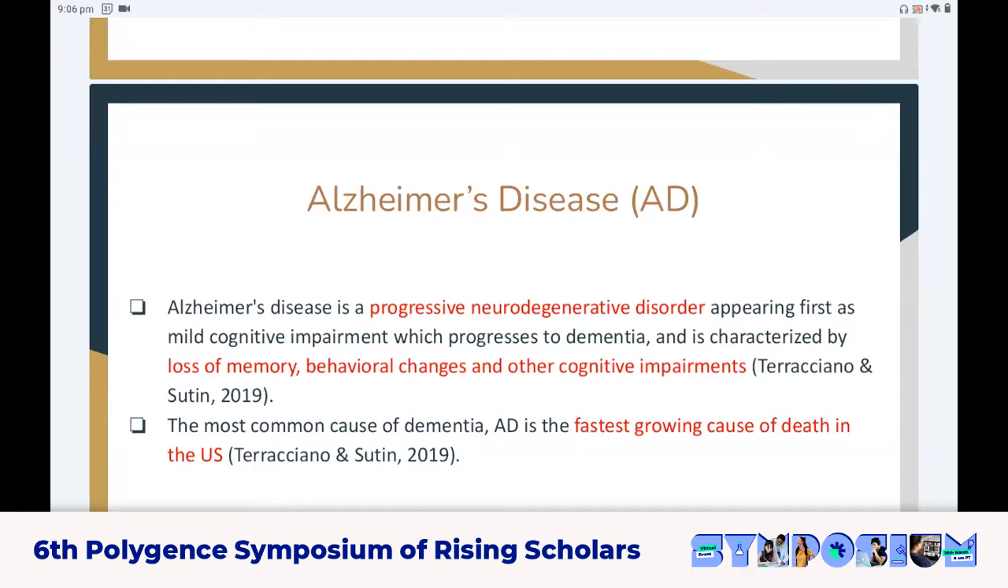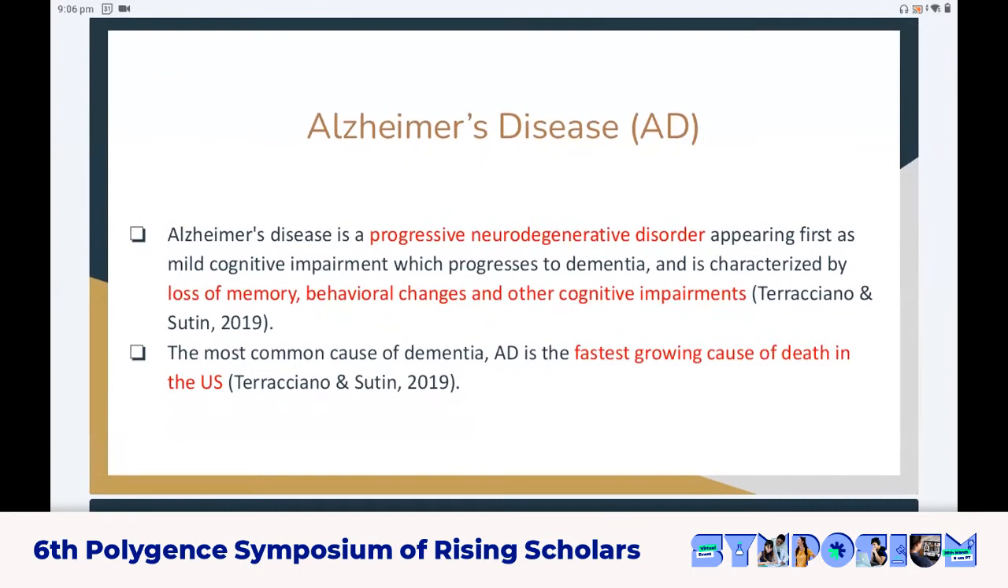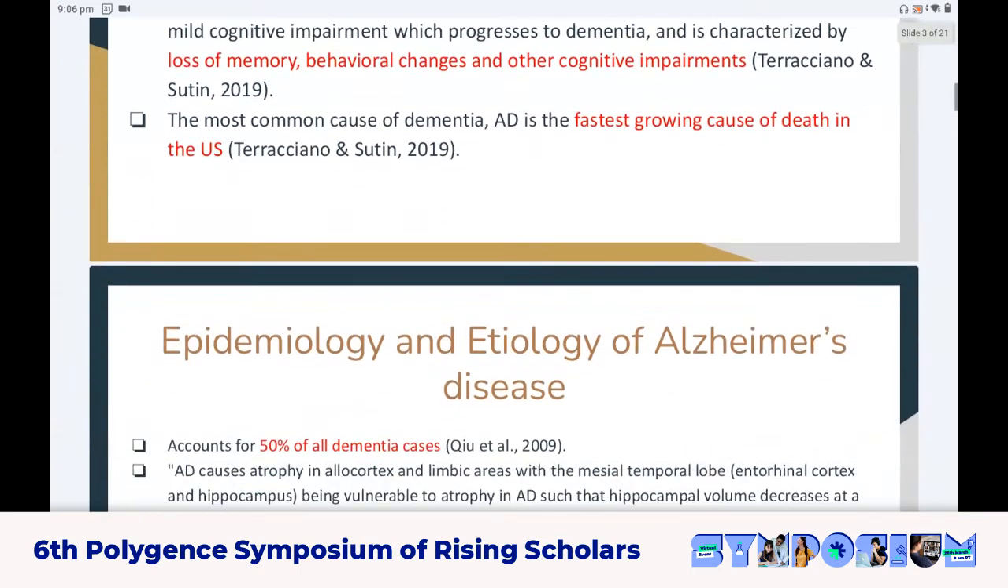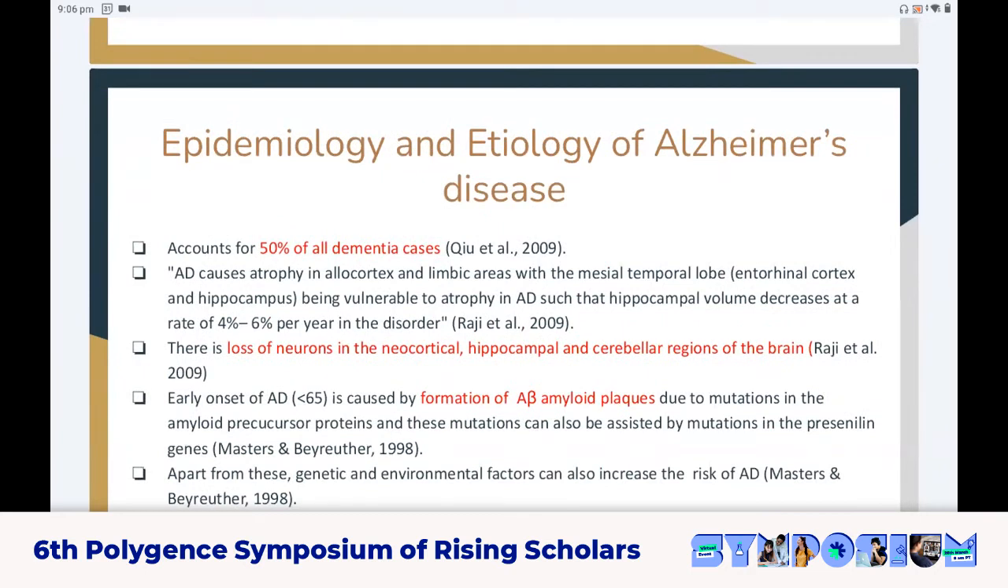According to a study, it is the fastest growing cause of death in the United States, and it accounts for almost 50% of all dementia cases. The brain regions that are majorly affected, where neuronal loss occurs, are the neocortical, hippocampus, and cerebellar regions of the brain. Even the corpus callosum is affected here.